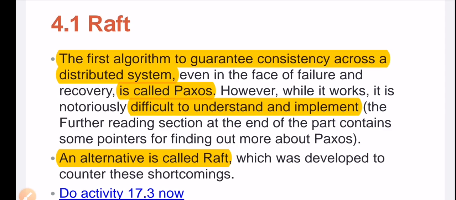The first algorithm to guarantee consistency across a distributed system is called the Paxos algorithm. It is very difficult to understand and very difficult to implement. An alternative to this algorithm is the Raft algorithm, which is easy to understand and implement.